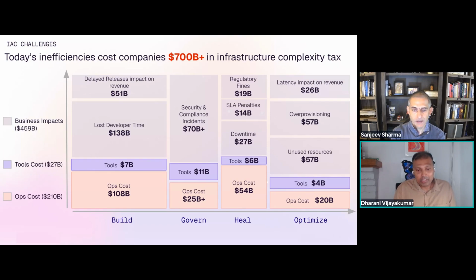Go ahead, Sanjeev. You had something. Yeah, I saw this chart when I saw it the first time. It was very revealing, right?